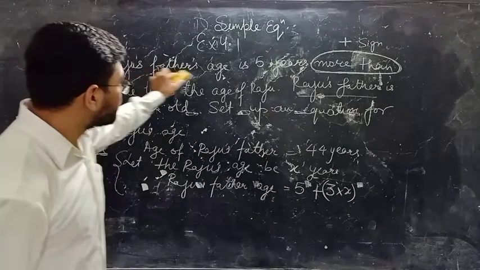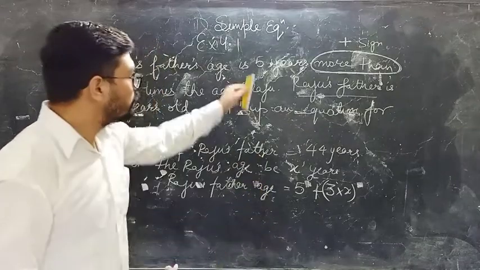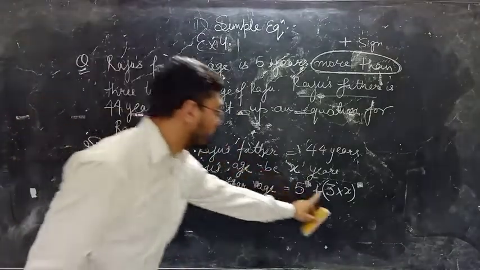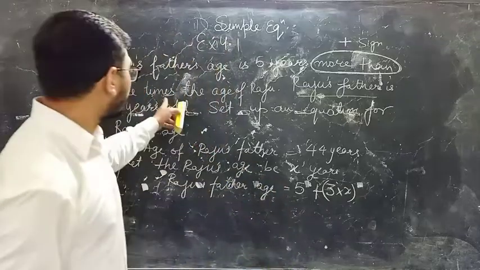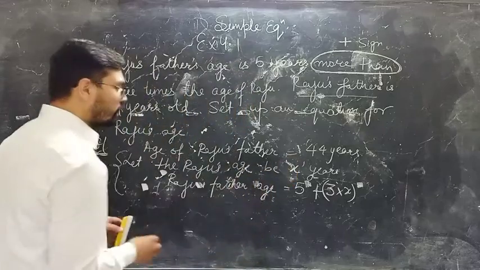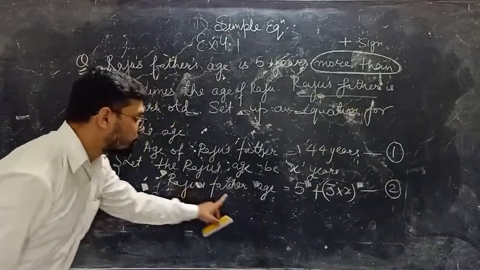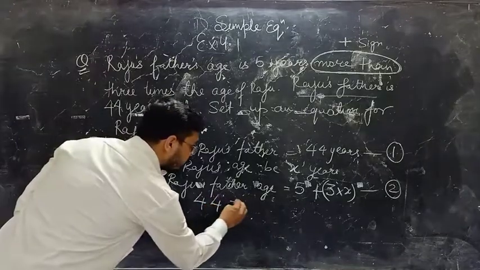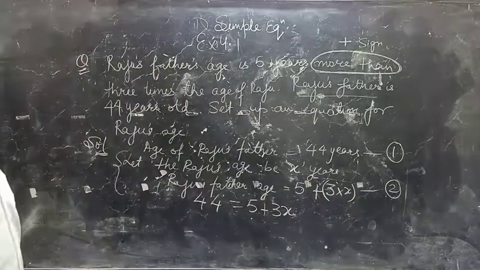Then on the basis of this statement, Raju's father's age is equal to 5 years more than, which means positive sign, 3 times the age of Raju. That means the age of Raju is x, and we are talking about the present age of Raju. So 5 plus 3x. Now let's say this is equation 1, this is 2. Now Raju's father's age is equal to 44 years. So you can write 44 is equal to 5 plus 3x.